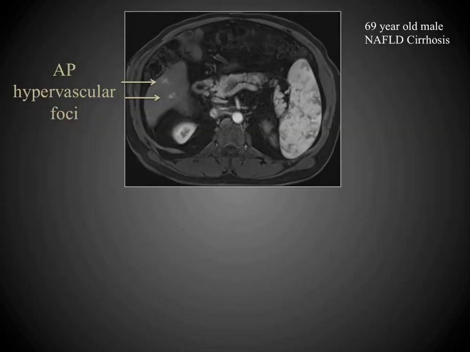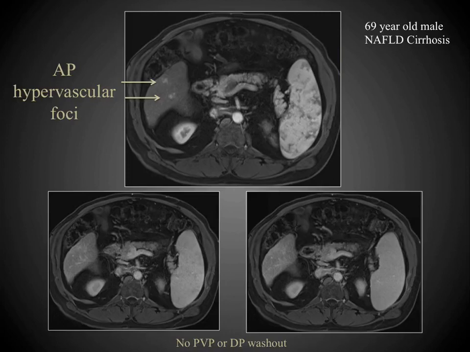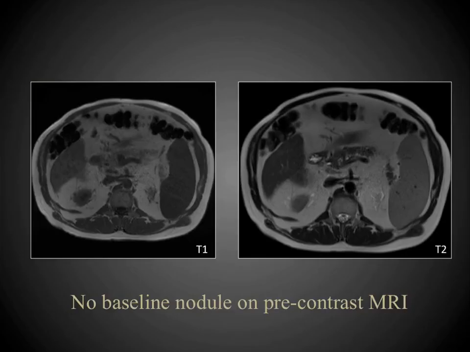A frequent observation on CT and MR scan is that of arterial phase hypervascular foci with no washout. This raises the possibility of arterioportal vascular shunts, or the variant of HCC with no washout. On review of the pre-contrast MR images, no corresponding baseline nodule is demonstrated.